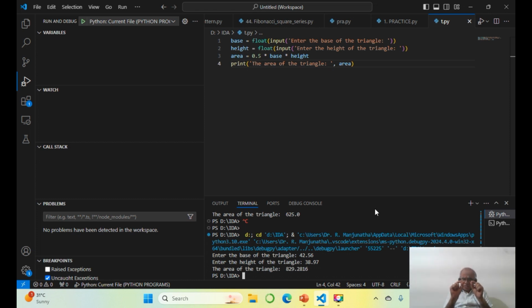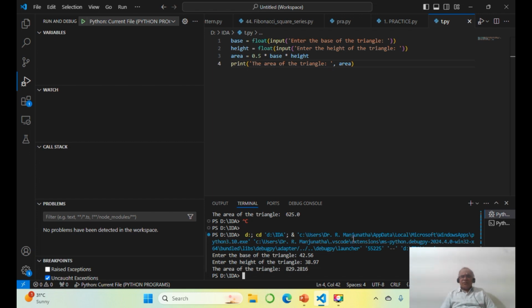So then the accuracy of your area of the triangle is going to be reduced, because even though you are giving the input in float, since you are using the integer, the accuracy will be reduced. So that is the reason why whenever you encounter the output in the form of a decimal point, always try to give the input in the form of a float function. So that is the advantage.